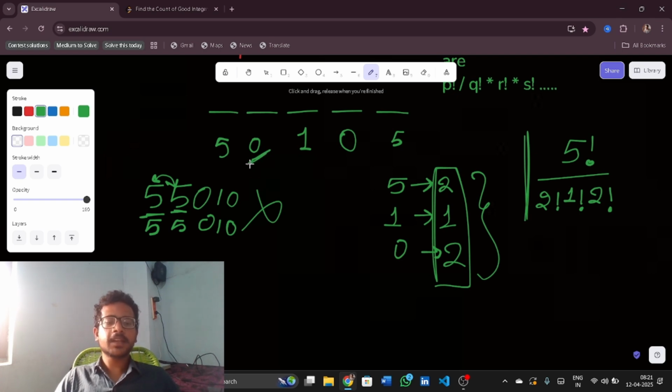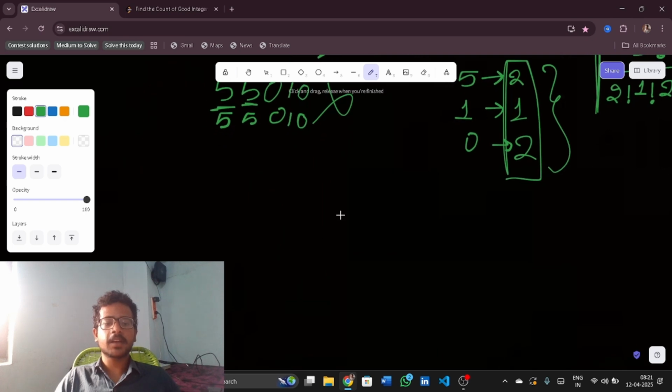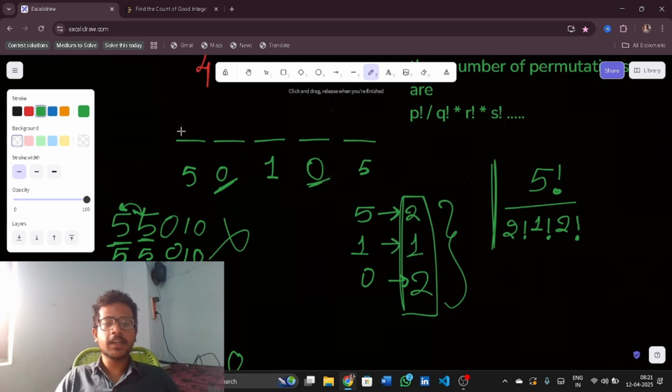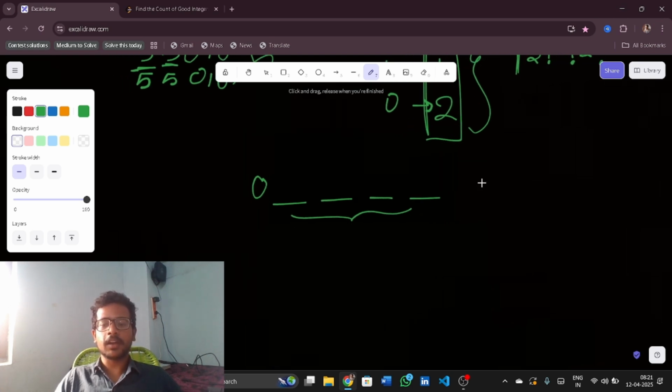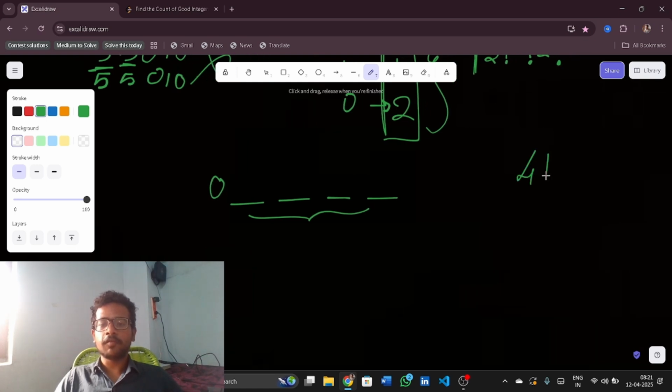Now there is a case that 0 can be placed at the first index. Then how many indices are we left with? Just 4. When we have 5 places to be filled, we got 5 factorial by something. Now we have 4 places to be filled, and 0 is the constant place that will not be changed. Let me tell you what and why I am doing this. 4 places need to be filled.